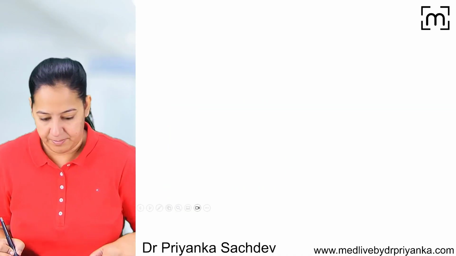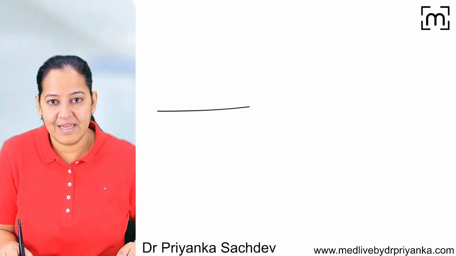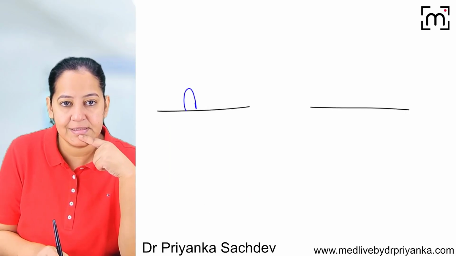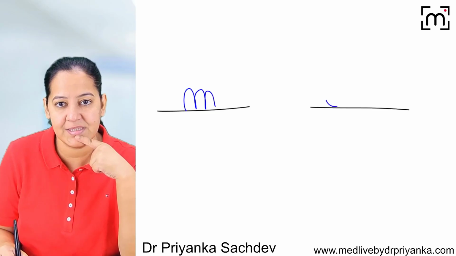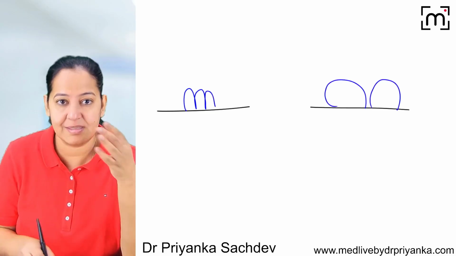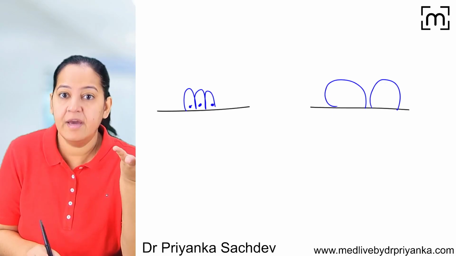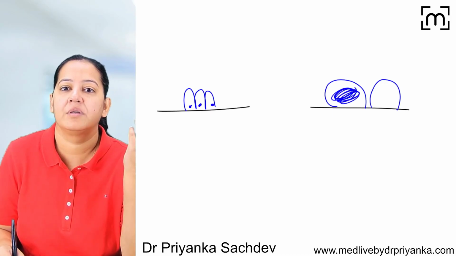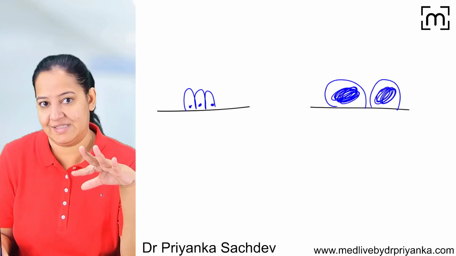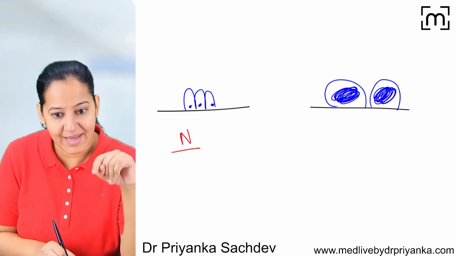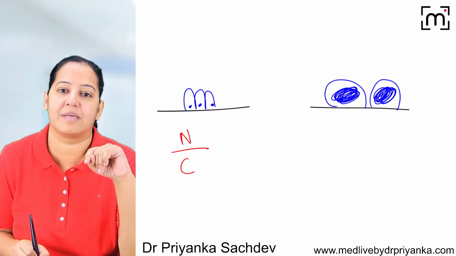What is NC ratio? Let me draw. Let me draw a normal cell here and a dysplastic cell here. It's like this. And the dysplastic cell is like this. They are big cells. Here the nucleus is small, cytoplasm is more. Here the nucleus becomes larger and cytoplasm is relatively less. I hope you are getting what NC is. Nucleus size upon cytoplasm size.